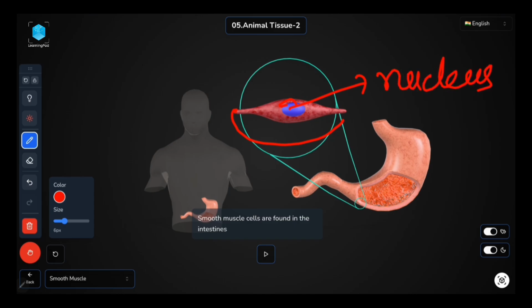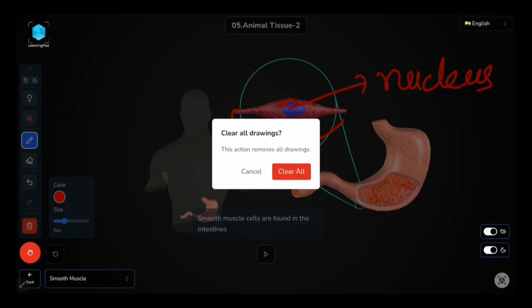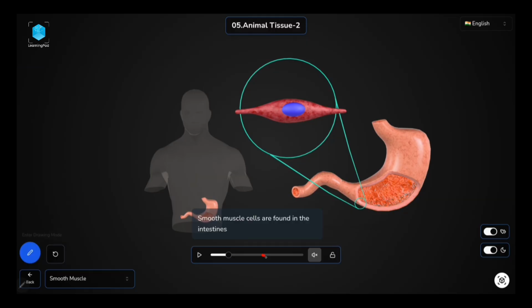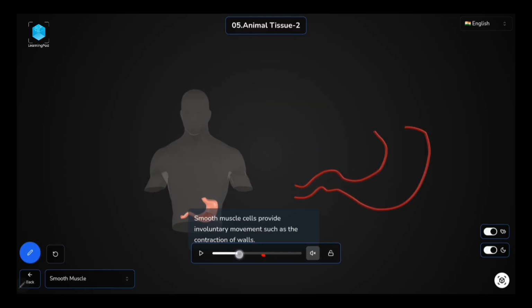They are uninucleated, with one nucleus, and you don't see striations. In the previous muscles we have seen striations, dark and light bands, but you don't see that type of striations here. Smooth muscles provide involuntary motions. We have seen skeletal muscles were responsible for voluntary motions, whereas smooth muscles are responsible for involuntary motions.